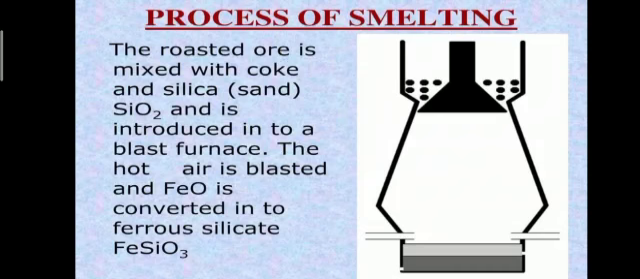The roasted ore, meaning the oxide, is mixed with coke and silica, that is silicon dioxide, and is introduced into a blast furnace. The hot air is blasted and iron oxide is converted to iron silicate. Iron silicate is a slag. Slag means that iron silicate is an impurity. It is lighter than the molten sulfides of copper and iron, hence it is removed at the upper hole.